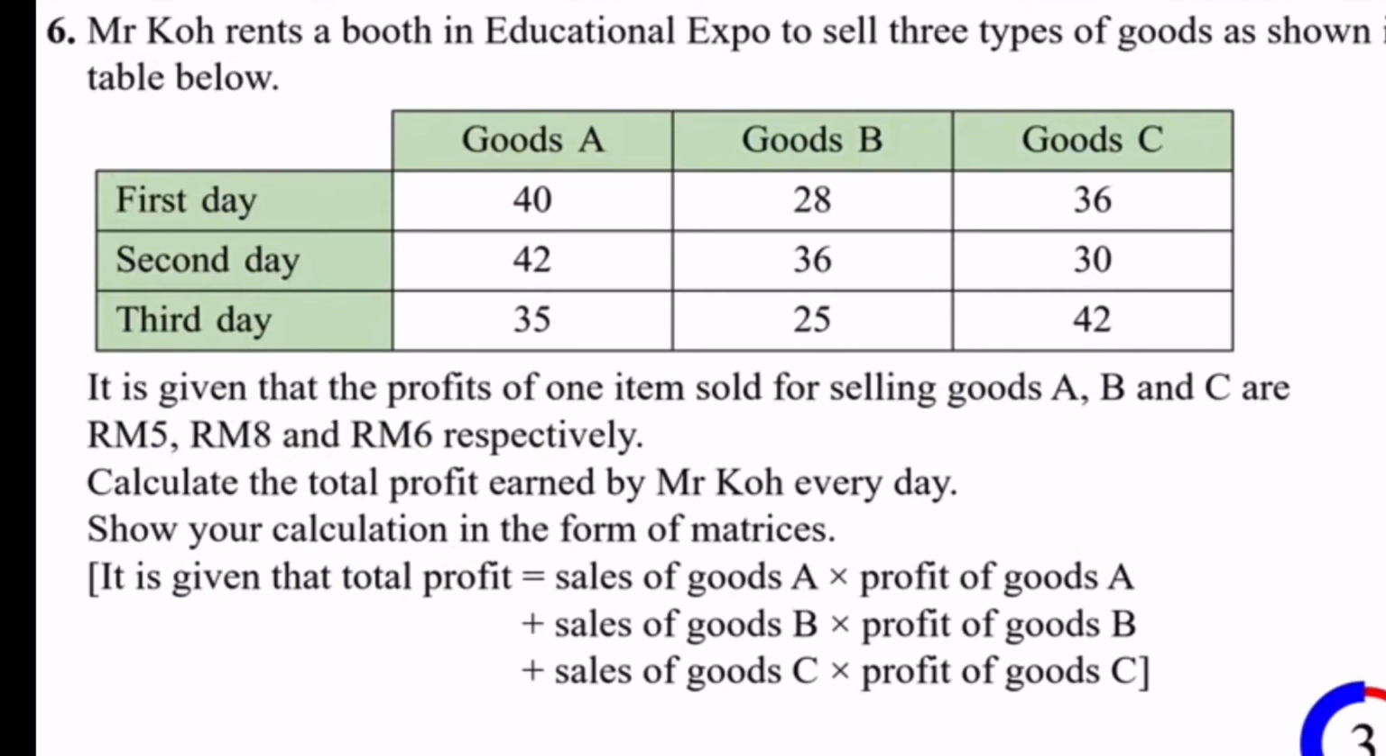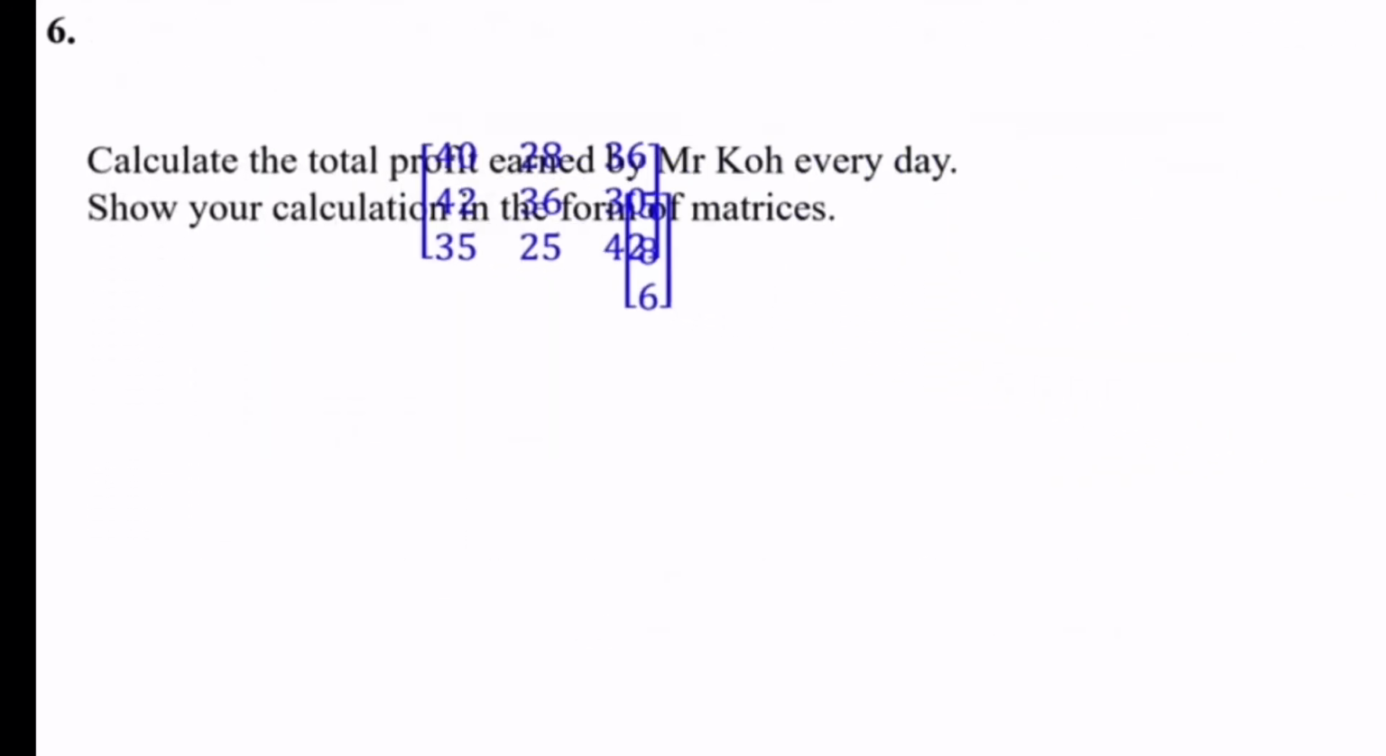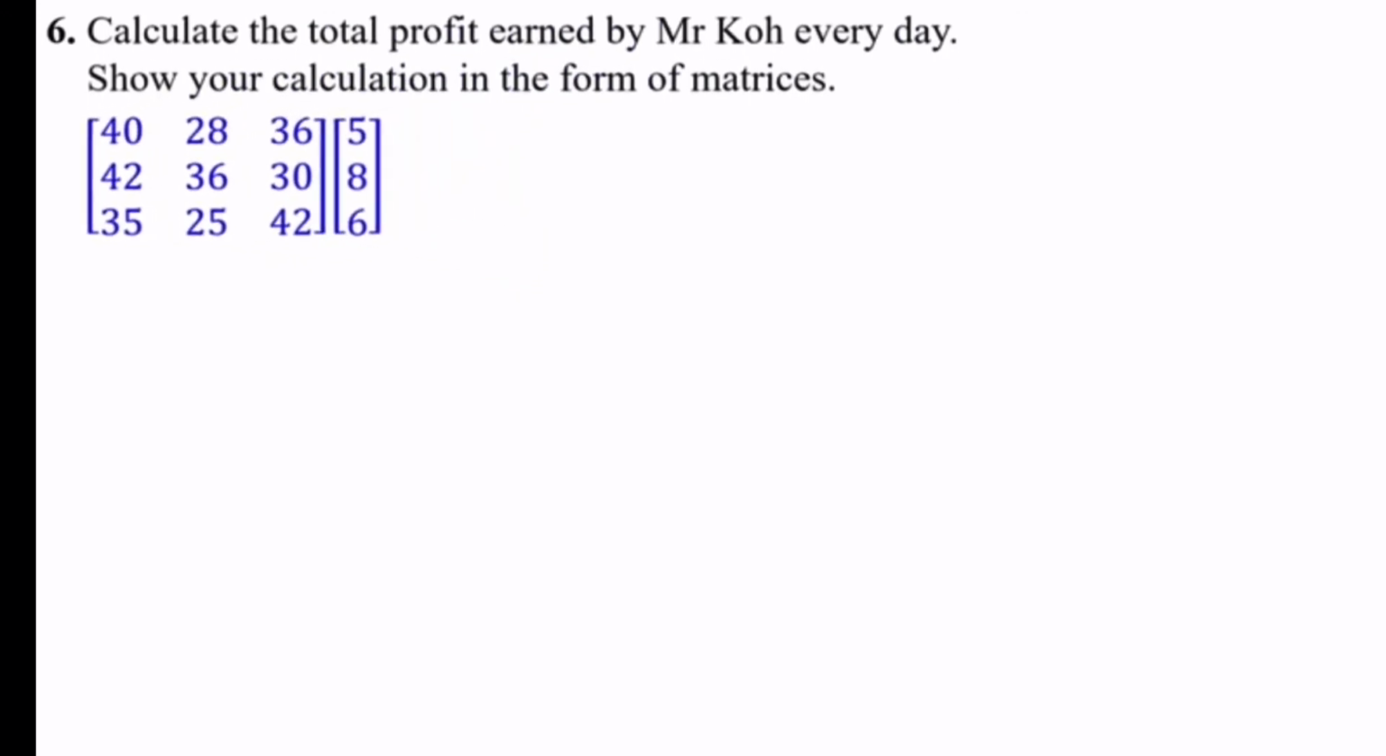Mr. Cole rents a booth in Educational Expo to sell 3 types of goods as shown. The goods A, goods B, and goods C for first day, for second day, and for the third day in a table form. It is given that the profit of one item sold for selling goods A and B and C are 5 ringgit, 8 ringgit, and 6 ringgit respectively. So calculate the total profit earned by Mr. Cole every day and show your calculation in the form of matrices.